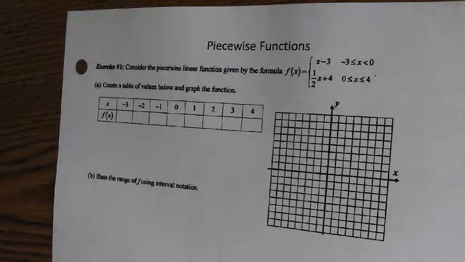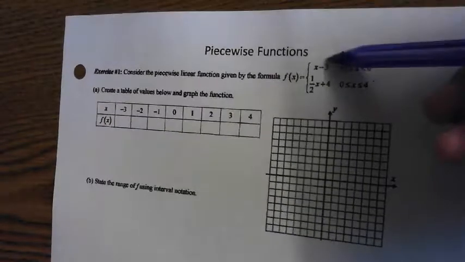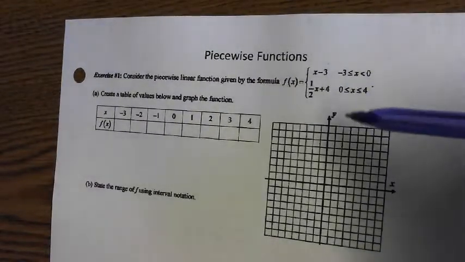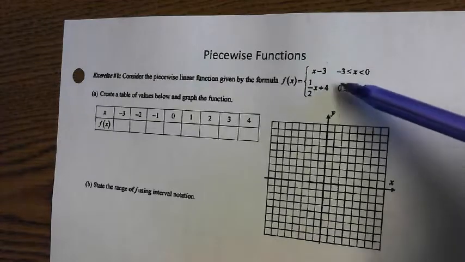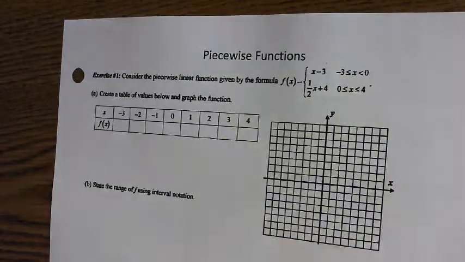A function with multiple pieces. Now, every line is a piece. So this first function has a piece that is going to be from an interval of -3 to 0.